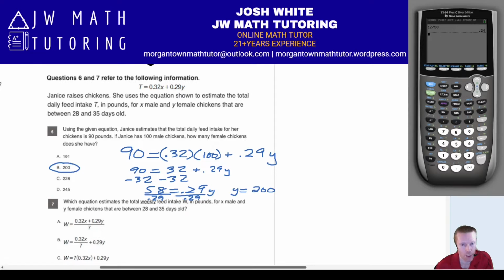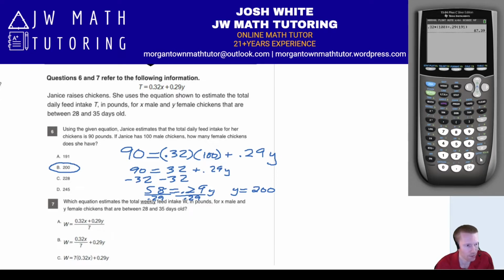Now, this one you also could solve by using back solving. What I mean by that is you could take the answers, plug them into the equation, and see which one works. Just if you're having trouble solving equations, especially since there's a decimal in it. So the equation is 0.32 times the 100 for the number of male chickens, and then plus 0.29 times, and I'm going to start with the first answer, choice A, and hit enter and see, does this equal 90? Okay, notice that no, it does not.